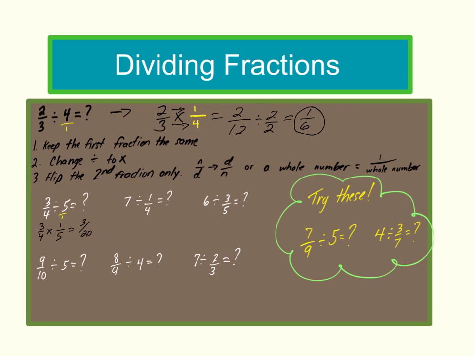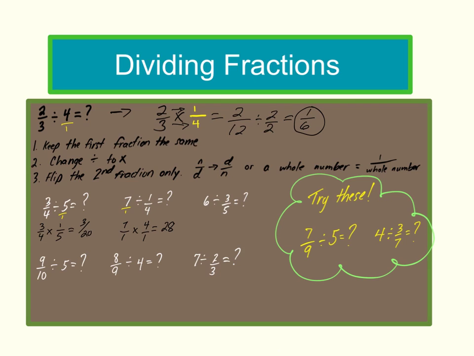Come over to our next problem. We have 7 divided by 1/4. Now in this case, this 7 isn't a fraction, but we can add that 1. It doesn't change it. So we keep the first one. You never change that first one. Make it multiplication and flip it. So 1/4 becomes 4 over 1. Multiply straight across and we get 28.